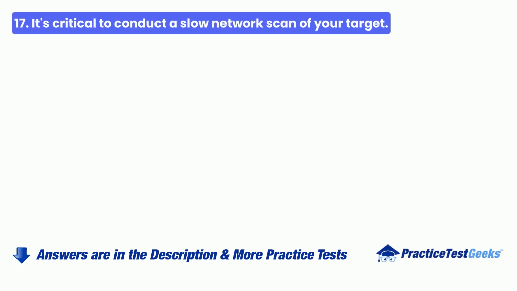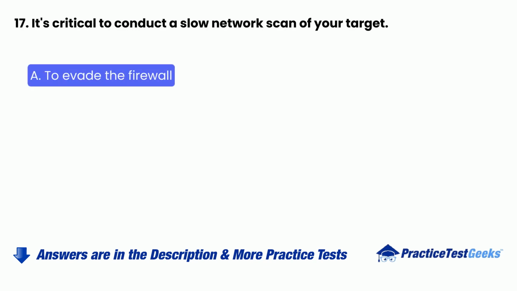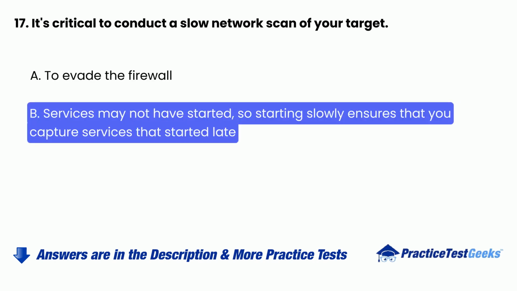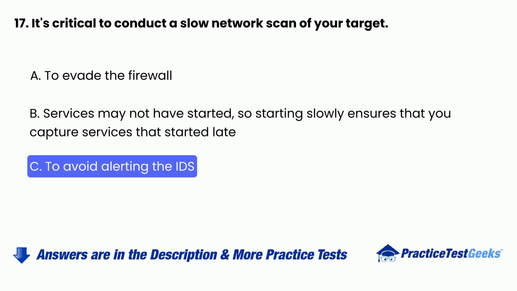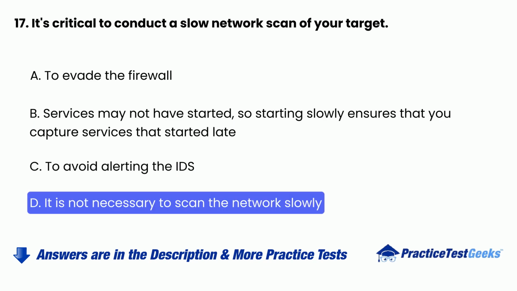17. It's critical to conduct a slow network scan of your target. A. To evade the firewall. B. Services may not have started, so starting slowly ensures that you capture services that started late. C. To avoid alerting the IDS. D. It is not necessary to scan the network slowly.